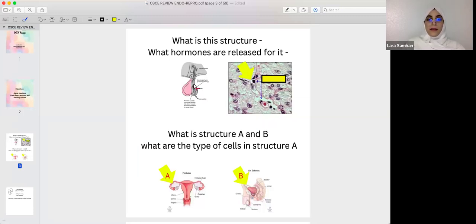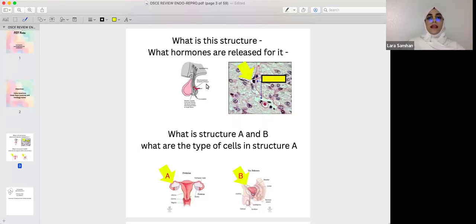This Herring body is found in the posterior pituitary gland, and it is associated with two hormones. So what does the posterior pituitary gland produce? We have two hormones. If we zoom in on the posterior pituitary gland, we're going to see these histology pictures, and we can see those things, which are the Herring bodies. What are the two hormones? Number one is the ADH, exactly, and the second one is the oxytocin.